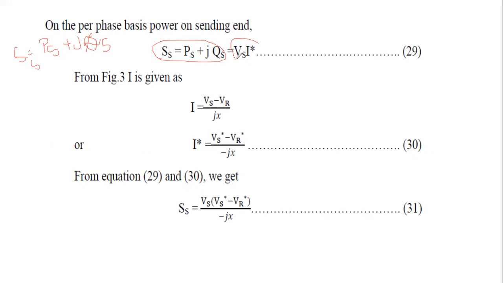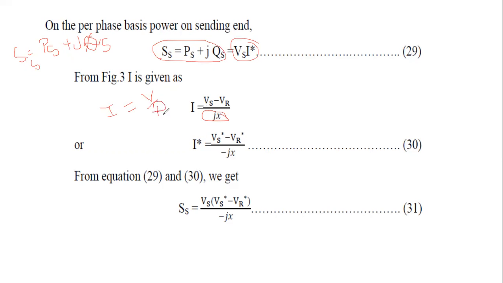Otherwise, this can be written as Vs into I, voltage into current. Therefore, the power formula is voltage into current. Normally, I is equal to Vs minus Vr by jX. What is the input current? It is the sending end voltage minus the receiving end voltage divided by, in this case, the reactance, that's why jX. Normally what is the formula for I? I is equal to V by R, according to Ohm's law.